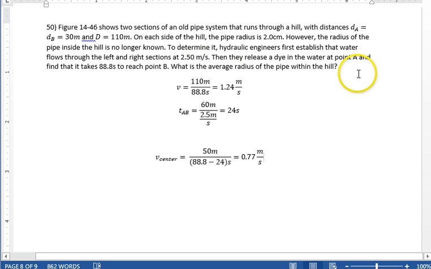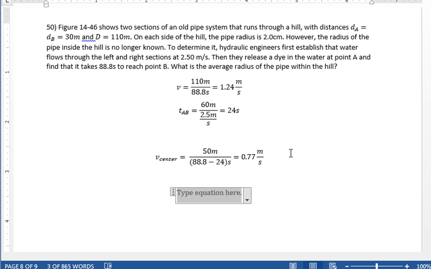What is the average radius of the pipe within the hill? The radius on each side is 2 centimeters, right? And so what we're going to use is the flow rate. Flow rate R is the area times the velocity, right? And that's got to be a constant throughout the pipe.